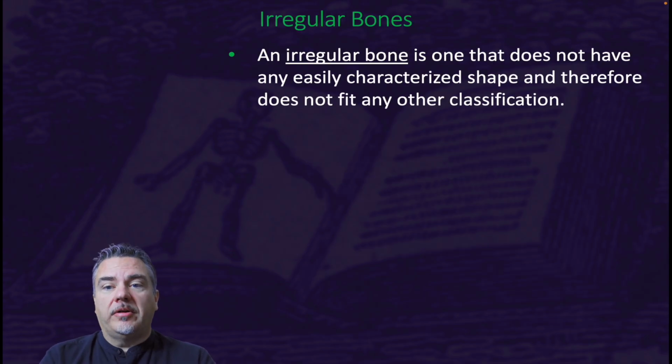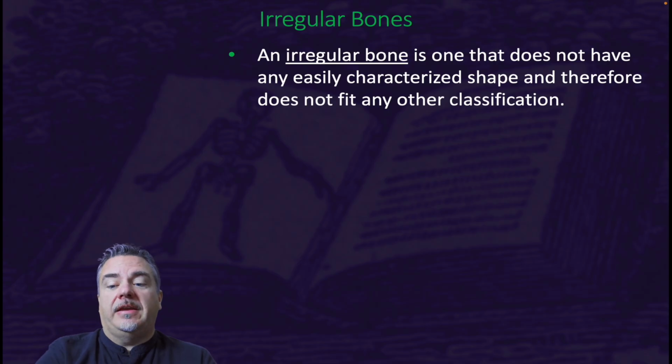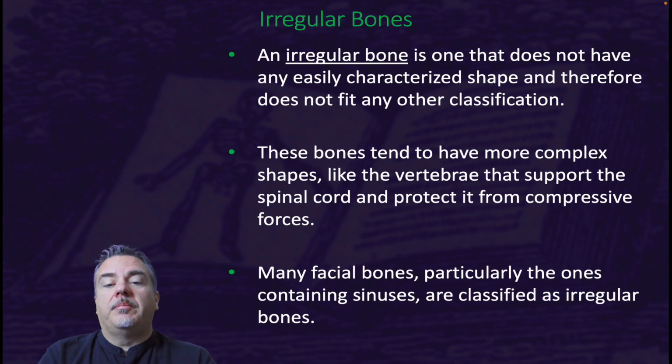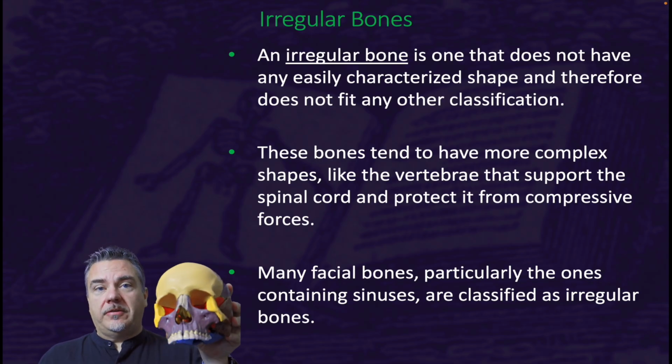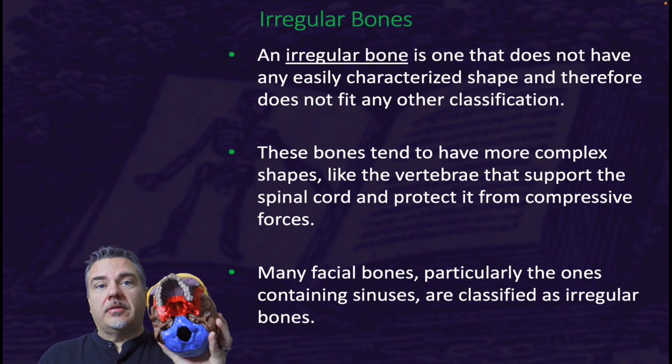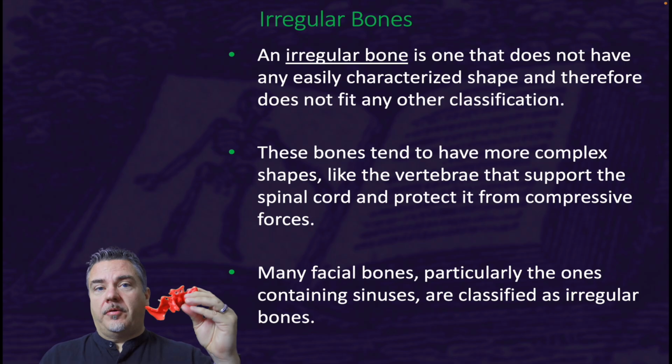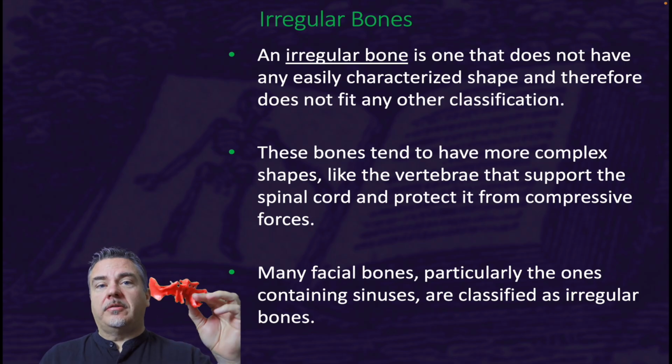An irregular bone is one that does not have an easily characterized shape and therefore does not fit any other classification. These bones tend to have more complex shapes, like the vertebrae that support the spinal cord and protect it from compressive forces. Many facial bones, particularly the ones containing sinuses, are classified as irregular bones. So for example, if we look at the facial bones of the skull, and in particular the inferior portion, this red bone here, the sphenoid bone, would be an irregular shaped bone.